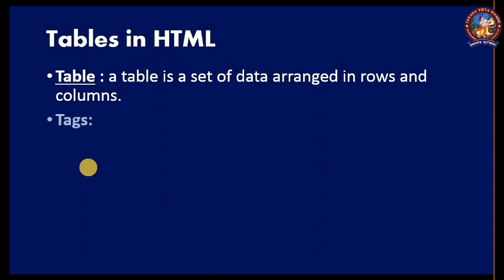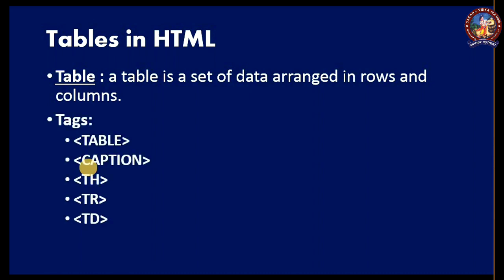Okay, so what are the tags used for creating tables? The tags used for creating tables are the table tag and the caption tag. The table tag is used to declare the portion of the code as a table. The caption tag is used to declare the caption of the table, meaning the heading.